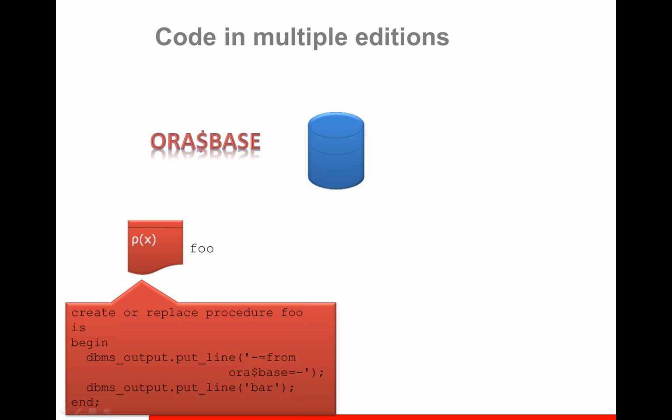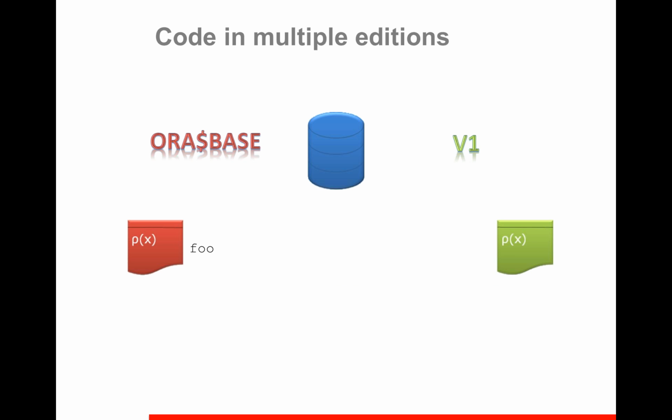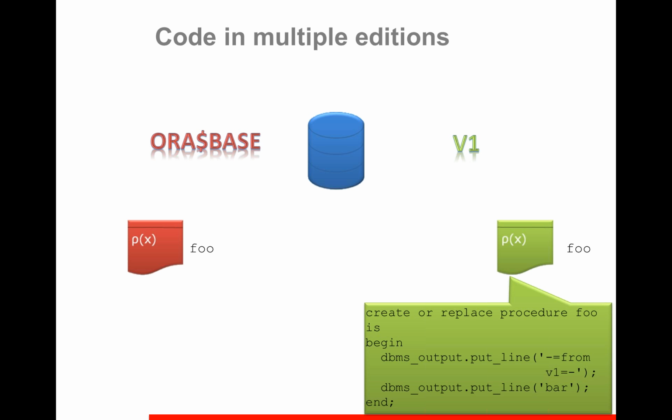Next to data, there's also code in multiple editions. If, for instance, you have a procedure created in the Oracle or in the Aura $base edition, in the new edition you can just create a completely different program with the same name.